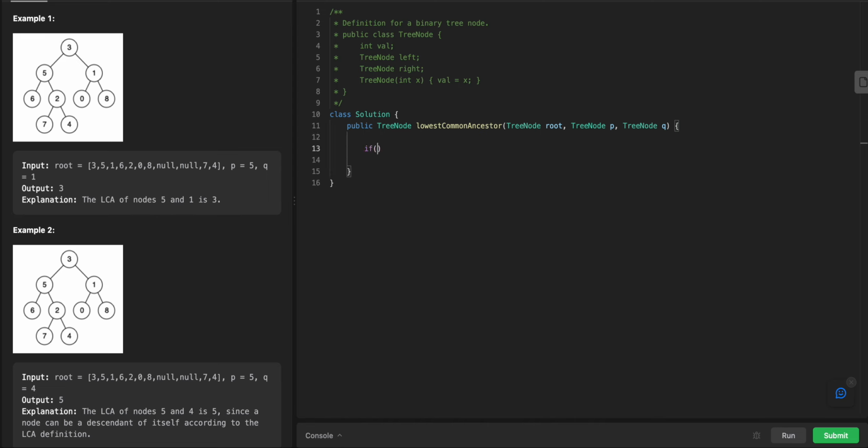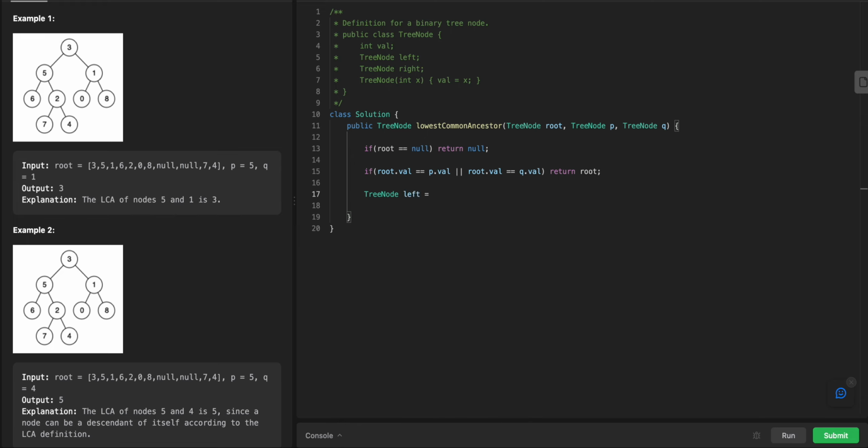Yes, so now let's code. The first thing we need to do is check whether we have a tree or not. So if the root is null, we can return null, right? What else? If root.val equals p.val, or root.val equals q.val, then we return root, right? As I said before, if the root is one of the two nodes, then we can simply return root. Now what is our next task? We check the left subtree separately, and then we check the right subtree separately.